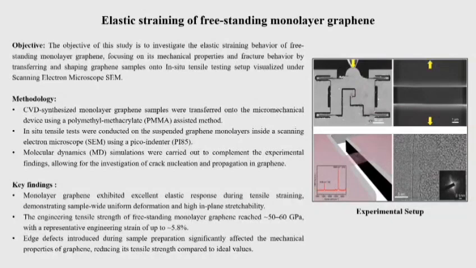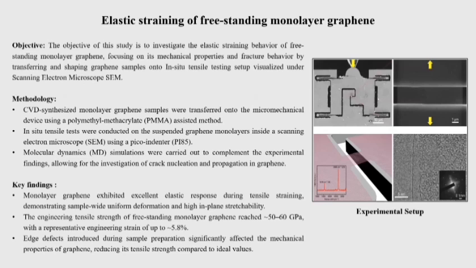Hi, this is Abhishek. This paper is about the elastic straining of freestanding monolayer graphene. The researchers focused on studying the mechanical properties and fracture behavior of monolayer graphene. They used a chemical vapor deposition process to synthesize monolayer graphene and transferred it to a tensile testing setup using PMMA wafers. And tensile tests were conducted on the suspended graphene, visualizing the test under a scanning electron microscope using a PI85 indenter. They also conducted molecular dynamic simulations to verify the experimental findings and investigate the crack propagation in graphene.